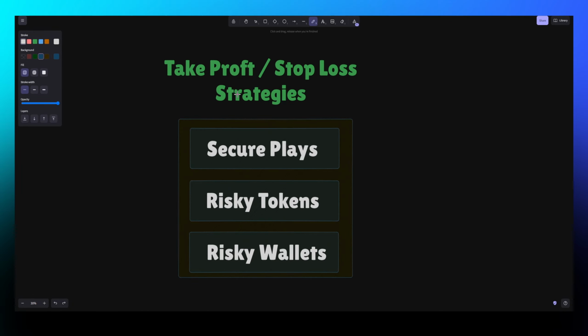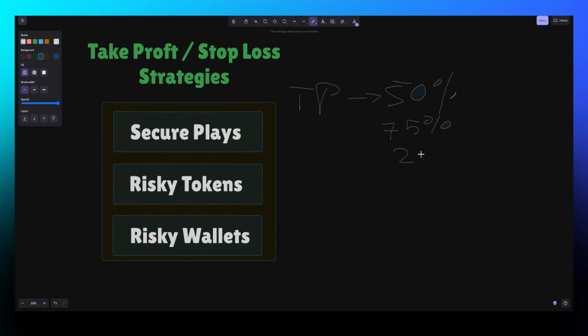Moving on to the take profit and stop loss strategies, we're gonna have mainly three. Before diving into them, please understand that this is my subjective view, my opinion, and it doesn't mean you have to apply it. First of all, we have the secure play, which consists of, for example, taking profit after a 50% pump, right? Which means that, for example, if you take around 75% of your initial position, the remaining 25% is gonna be risk-free, which means that you already took your initials out.